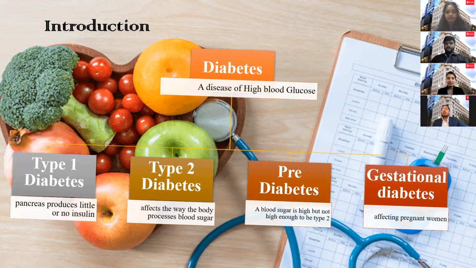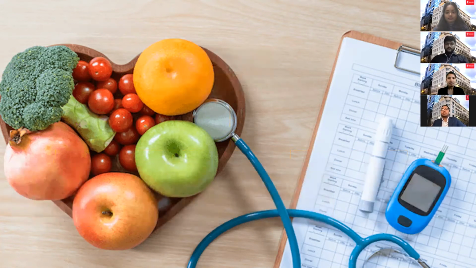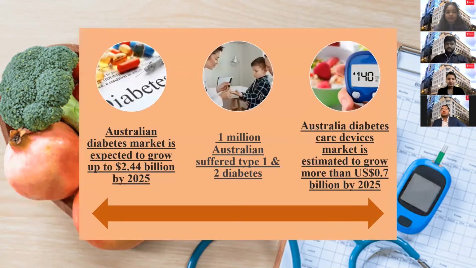Let's see another slide. Here we are looking at the facts and figures. According to the Australian Institute of Health and Welfare, 1.2 million people are suffering from diabetes and have been hospitalized, where 1,600 deaths have been recorded due to diabetes.